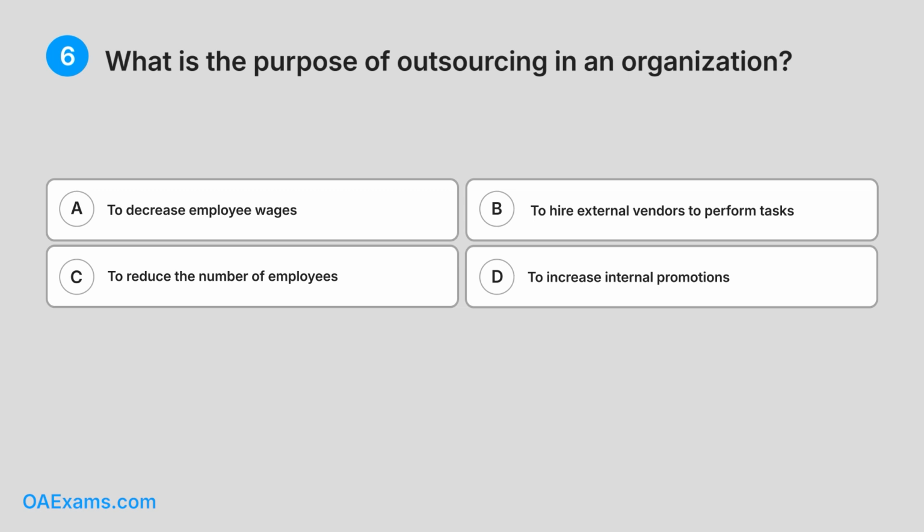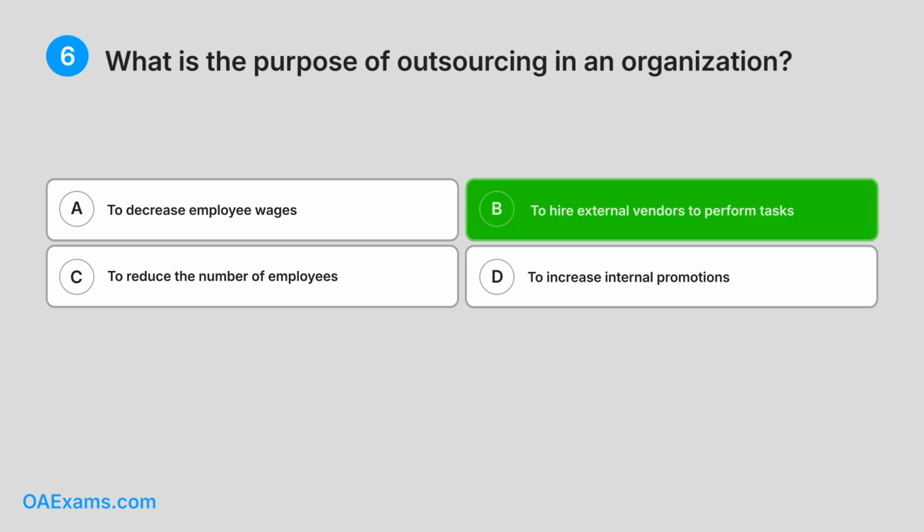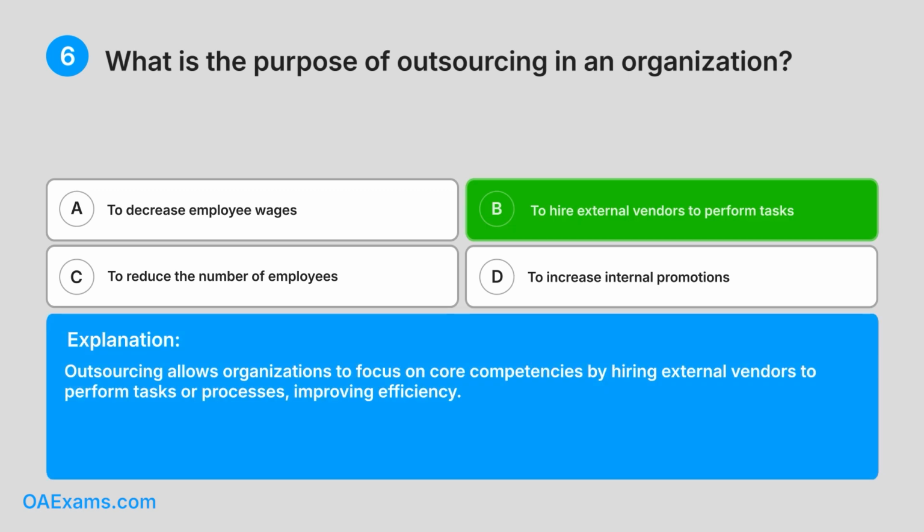Correct answer. B. To hire external vendors to perform tasks. Explanation. Outsourcing allows organizations to focus on core competencies by hiring external vendors to perform tasks or processes, improving efficiency.